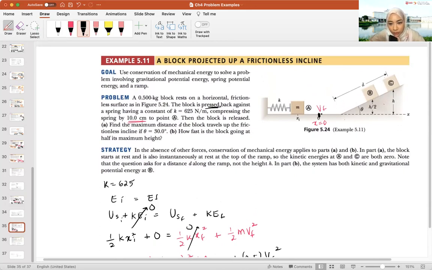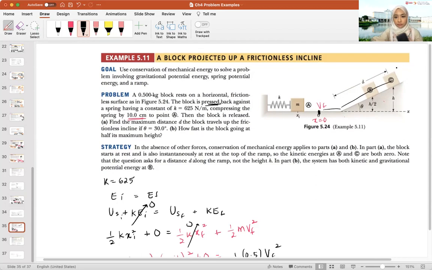So V final dah tahu kat sini. Kita akan travel kat sini. Lepas tu kita akan travel kat sini. Macam mana kita nak buat tu? And when it reaches C, it will become 0. So what should we do?